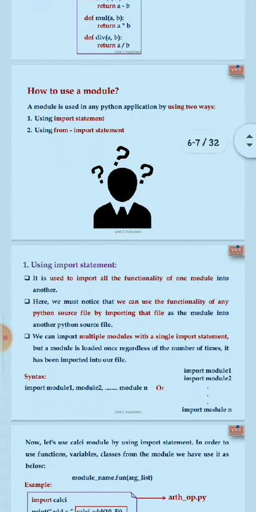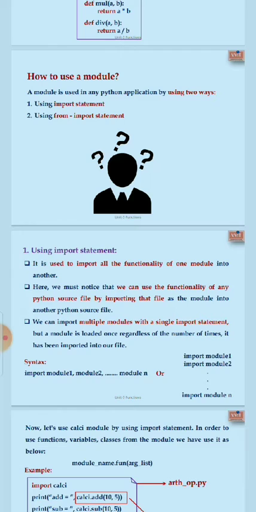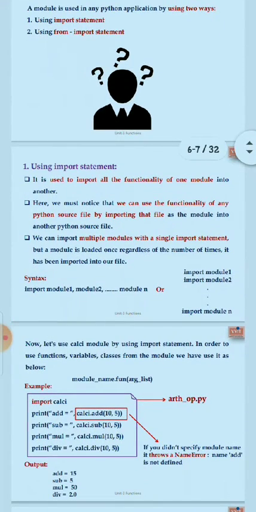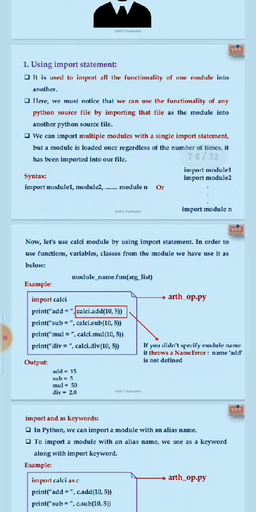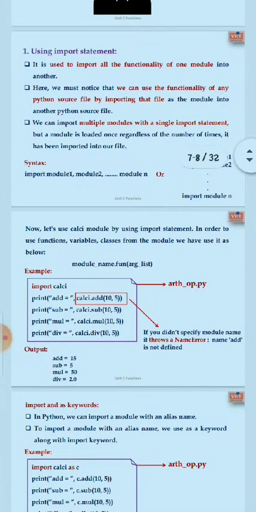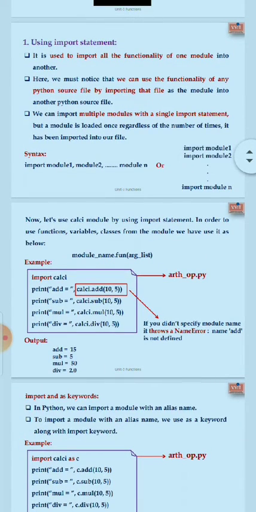We can easily access this module by using the import statement or using the from import statement. Let us see that. Firstly, using the import statement. It is used to import all the functionality of one module into another module. Here we can use the functionality of any Python source by importing that file as a module into another source file. We can import multiple modules with a single import statement. This is the main accessibility in the Python program.